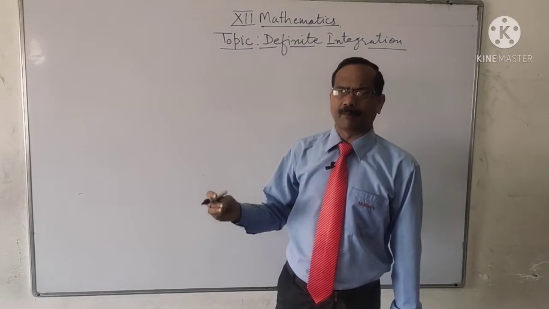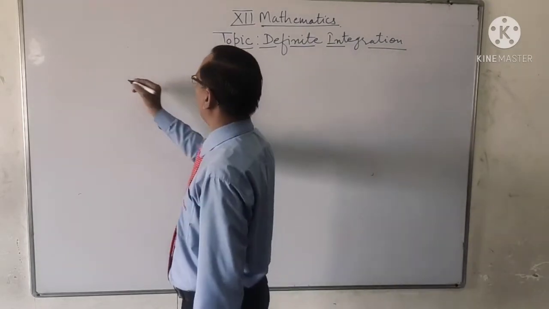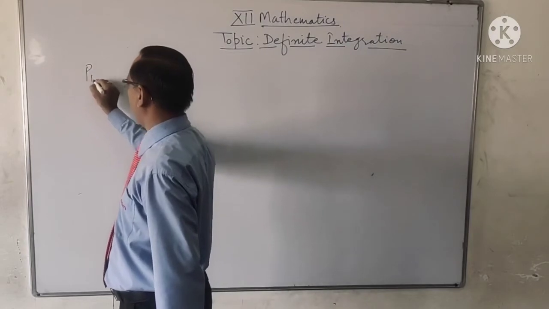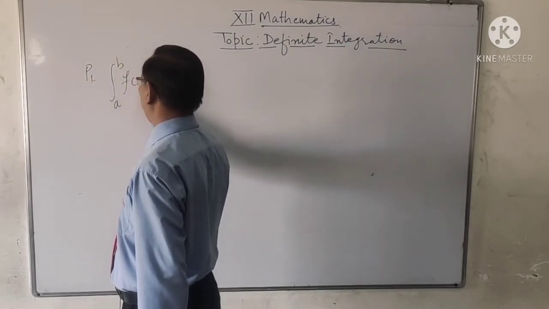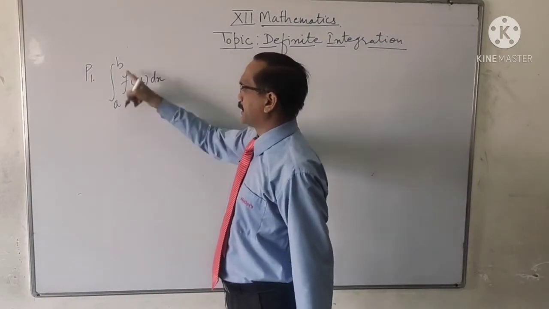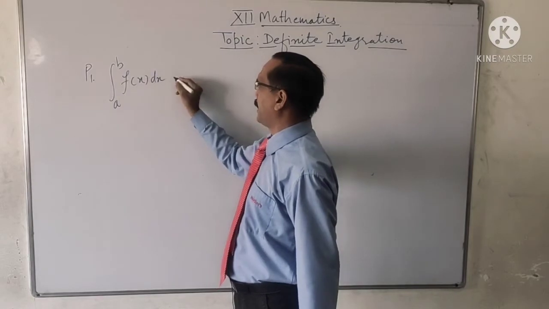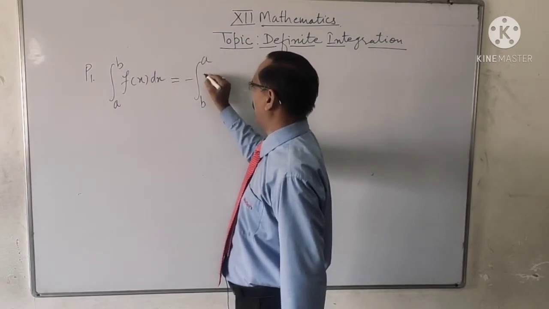These properties are very important. So see all the properties one by one. Property 1. There is the integral from a to b of f(x) dx. Student, if we interchange the limits of integration, then there is a minus sign. So it is minus the integral from b to a of f(x) dx.